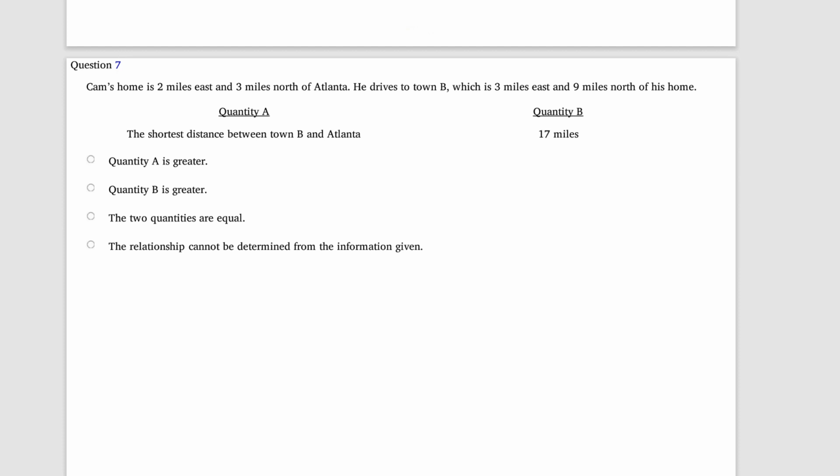Anyway, Cam's home is 2 miles east and 3 miles north of Atlanta. So let's say that Atlanta is here. Cam's home is 2 miles east and 3 miles north of Atlanta. It's going to turn out to be a triangle, so let's start it off like that. He drives to town B, which is 3 miles east and 9 miles north of his home. So his home is here, and town B is 3 miles to the east of that and 9 miles to the north.